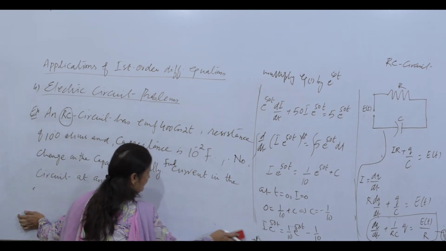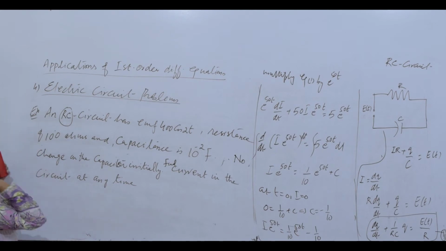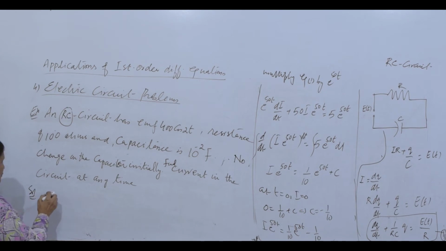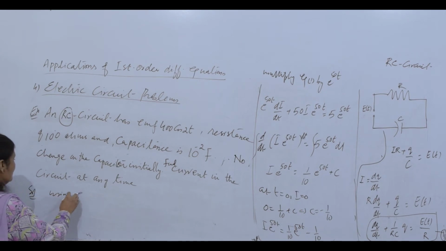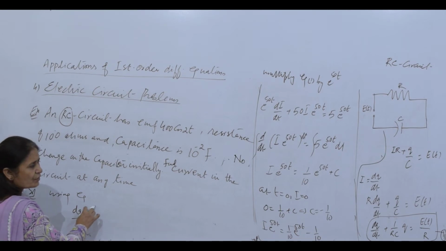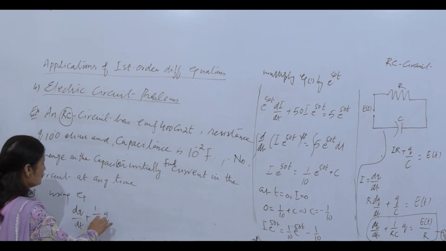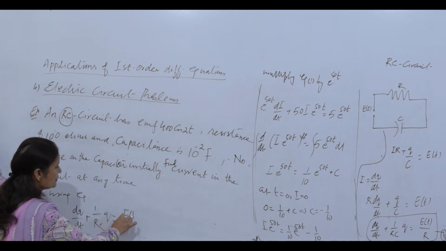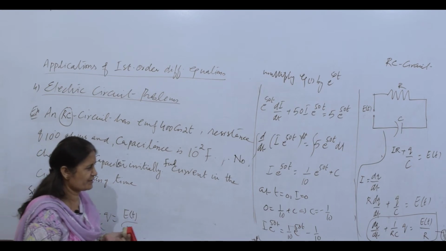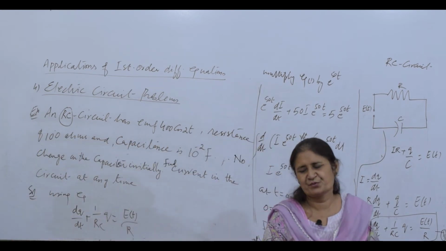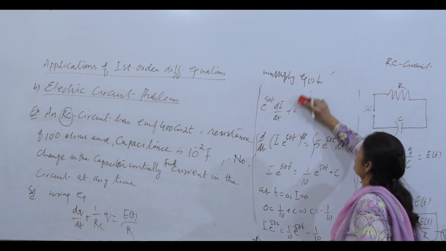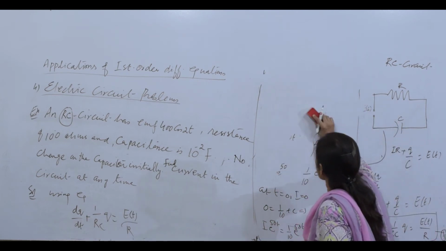So for the RC circuit, that equation, right? Using the equation dq by dt plus 1 over RC q is equal to E(t) over R. That's all. Because I do not remember this, I have to derive it each time. So this equation, let me rub this part of the board because we're finishing now.